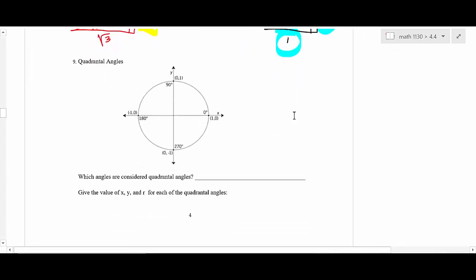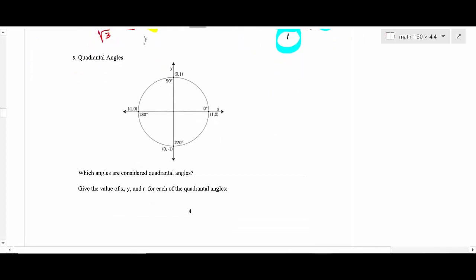Okay, so quadrantal angles are these angles. They're basically angles that are on quadrants. We talked about this a little bit earlier. Your quadrantal angles are like 0 degrees, 90 degrees, 180 degrees, 270, and of course on, because you can go around the circle as many times as you want to. You can also have negative quadrantal angles, okay?